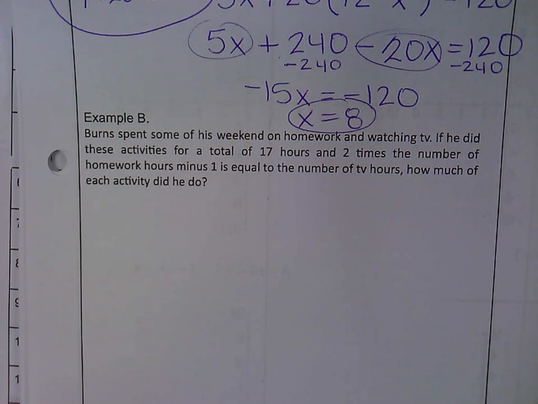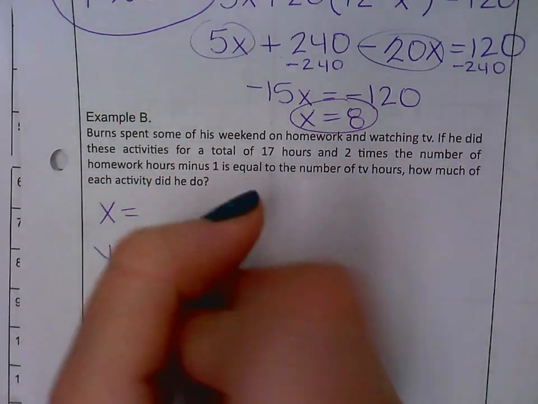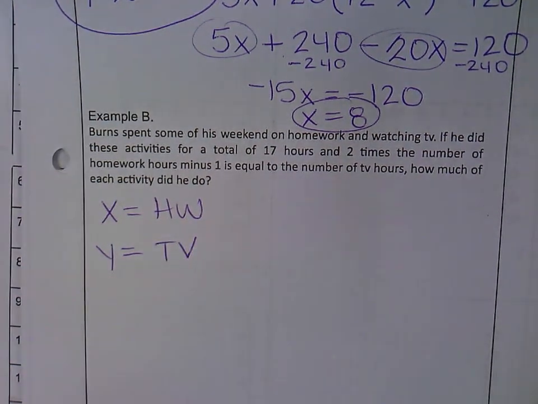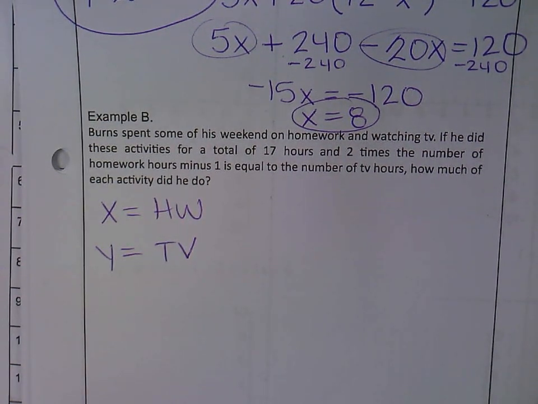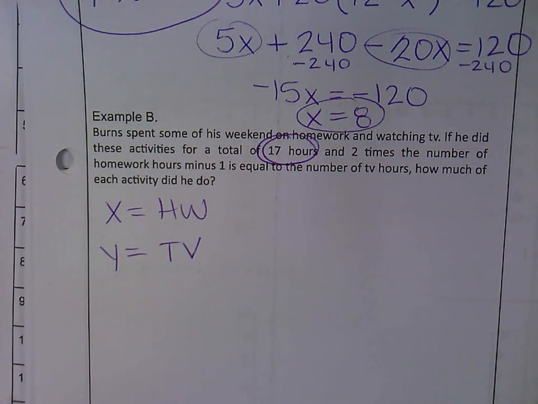And so here's a separate thought. 2 times the number of homework hours minus 1 is equal to the number of TV hours. How much of each activity did he do? So what are my 2 things I'm interested in? I'm interested in homework versus TV, right? He spent 17 hours doing these things. What's my first equation? It's going to be the same type of equation that we just did in the other example. X plus Y equals 17.